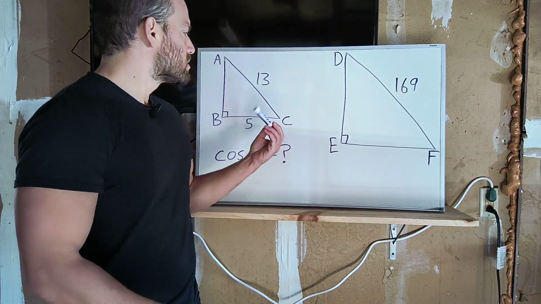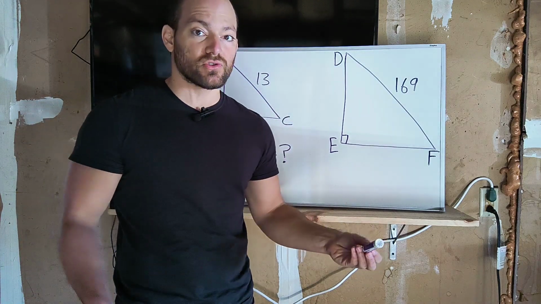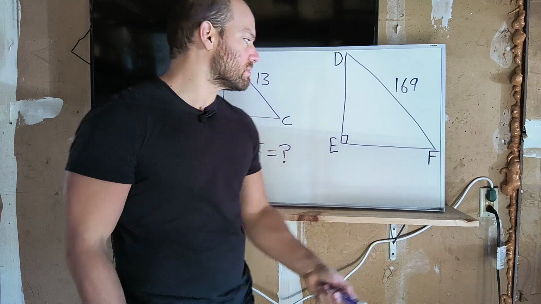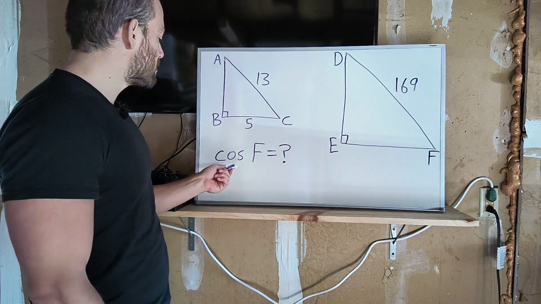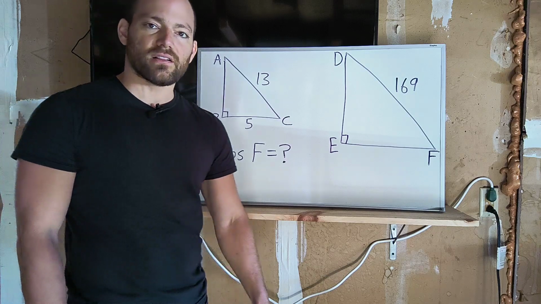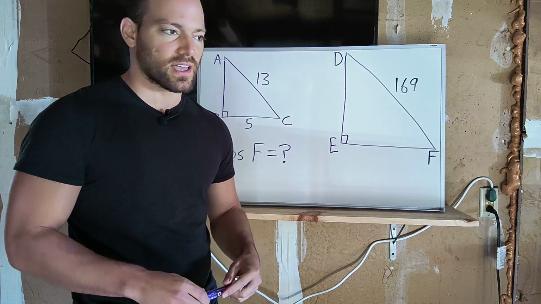Okay, so the way they'll talk about this is they'll tell you about the triangles. They will tell you that they're similar. They might give you some side lengths like this. And they'll ask you something like this. Cosine of angle F. This is one of the ways they like to test SOHCAHTOA trig kind of stuff.